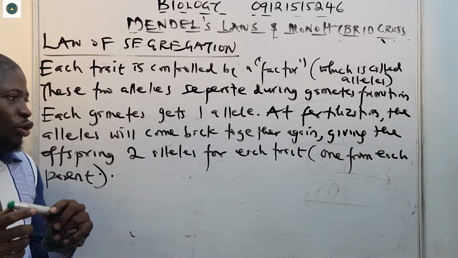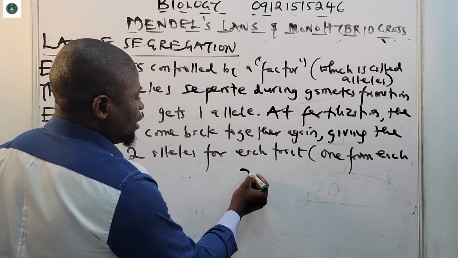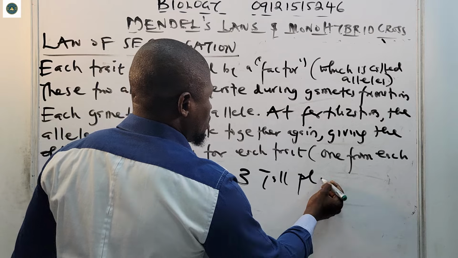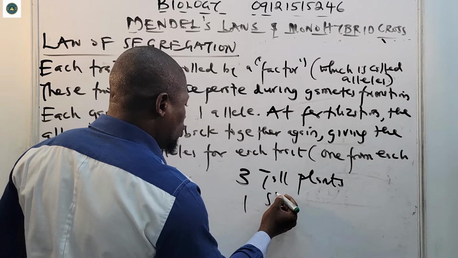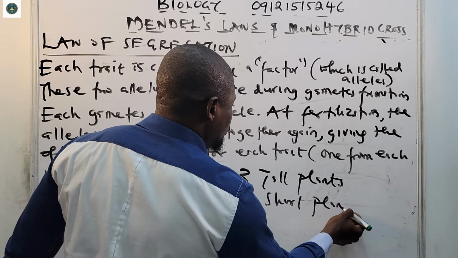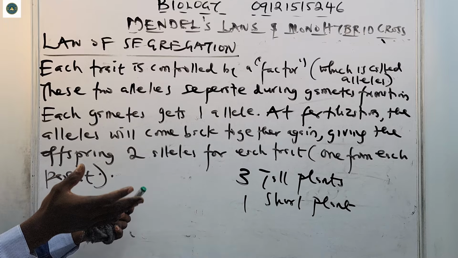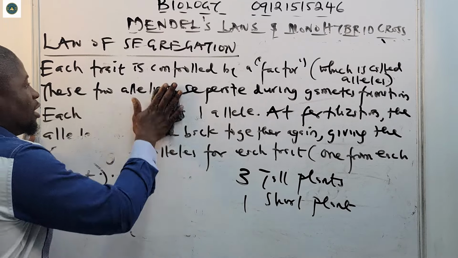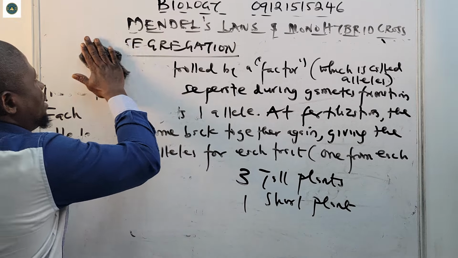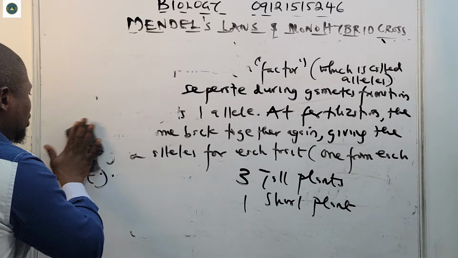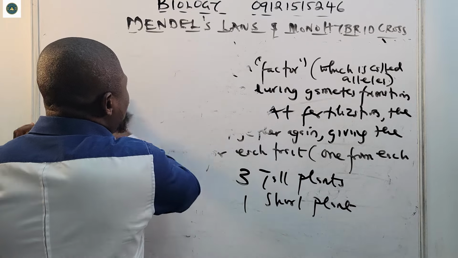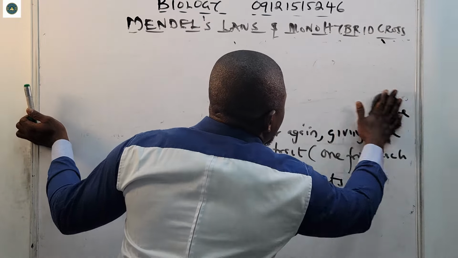So at the end of a monohybrid cross, we get what? 3 tall plants and one short plant. But of course, using the Punnett square, we know that we also have the phenotype and the genotype ratio. So let us please see that phenotype and genotype ratio. What's the phenotype ratio at the end of a monohybrid cross? Let us see.